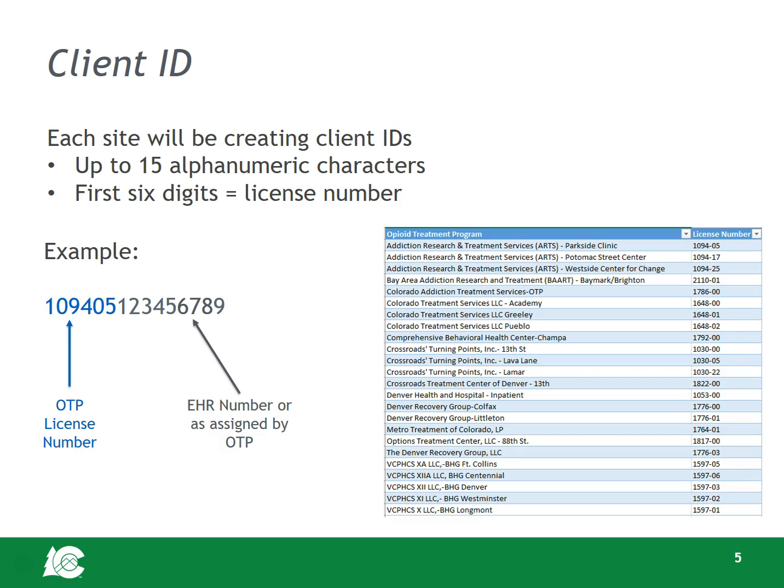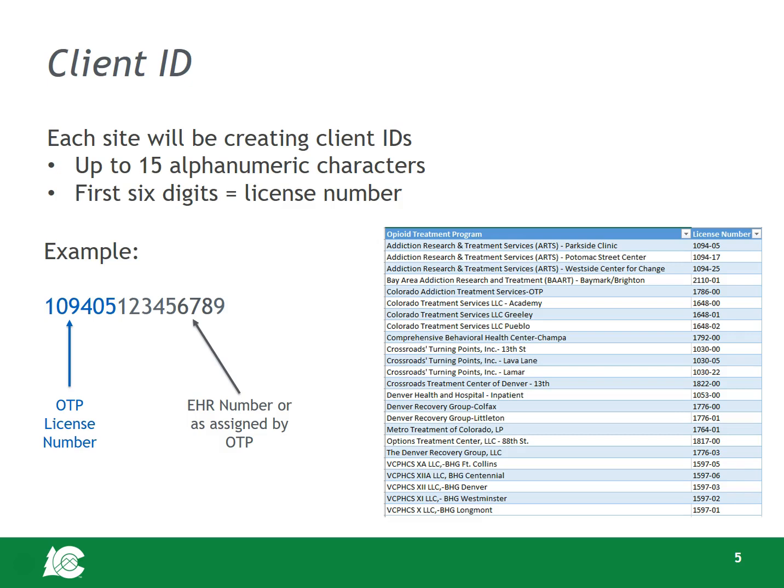Please note that client IDs are a unique combination of letters and numbers assigned to each client. The client IDs may not contain characters that identify the client, such as birth dates or social security numbers. The first 6 digits of the client ID will be the OTP license number. A list of license numbers can be found on the SOAR Colorado website. Do not include the hyphen in the client ID.